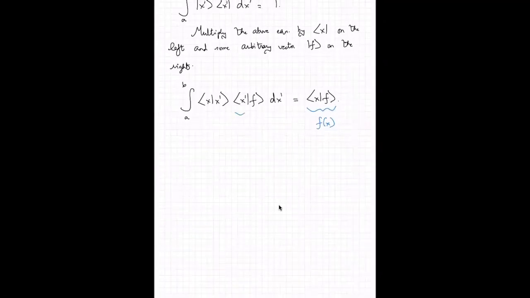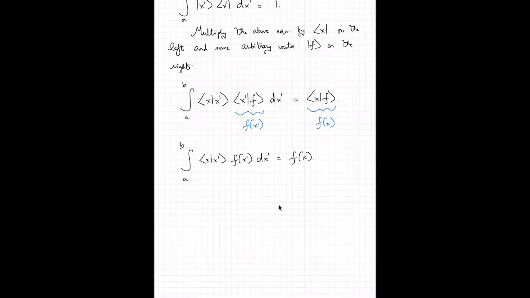Similarly, this guy is f of x prime, right? So that much is clear, okay? So now this equation becomes the integral from a to b of something times f of x prime dx prime equal to f of x. Now let us stare at this equation for just a second, right?